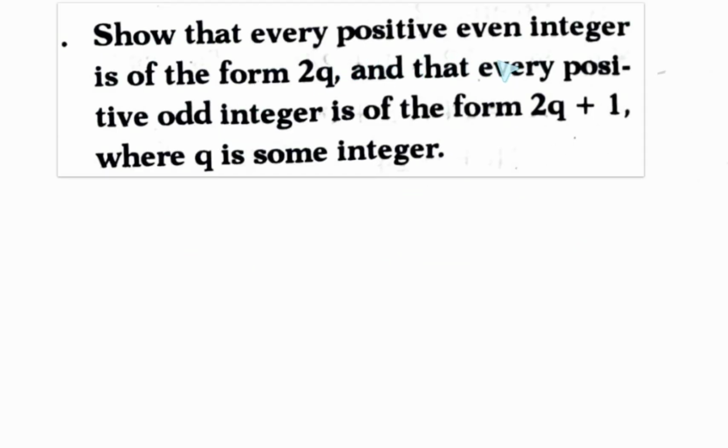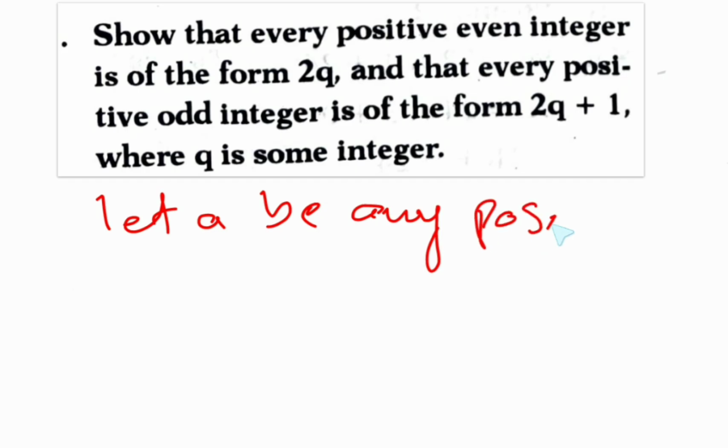Show that every positive even integer is of the form 2q, and that every positive odd integer is of the form 2q plus 1, where q is some integer. Now let a be any positive integer.